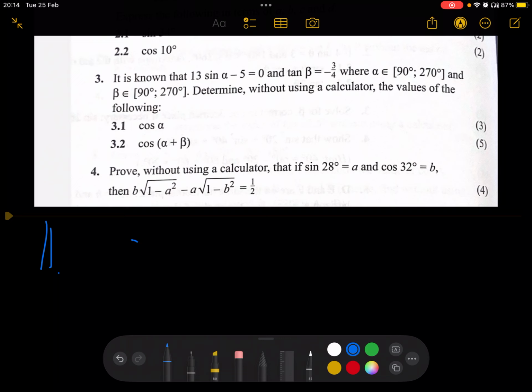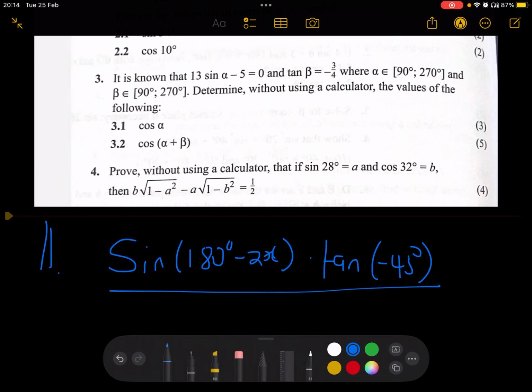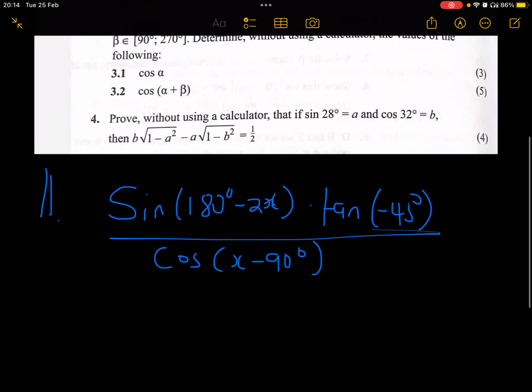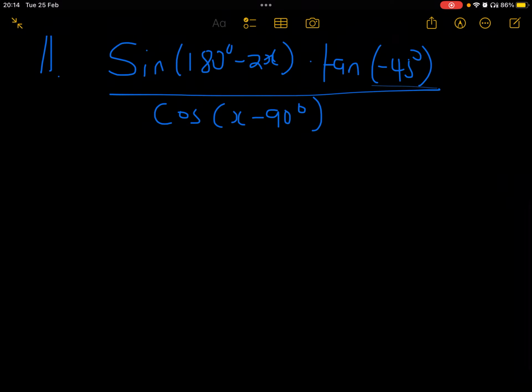So we have sine of 180 minus 2x multiplied by tan of minus 45 degrees, all over cos of x minus 90 degrees. And they say simplify as far as possible. Well, normally they don't just say simplify as far as possible, they just say simplify.